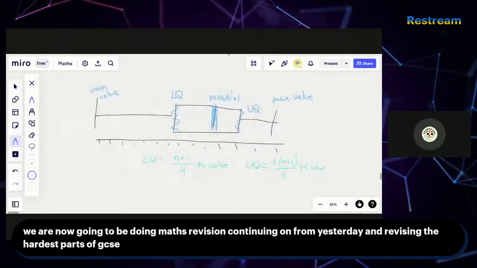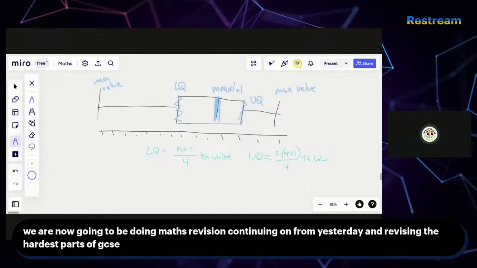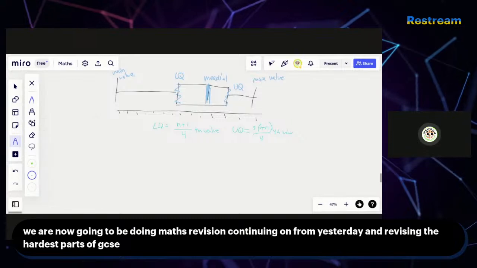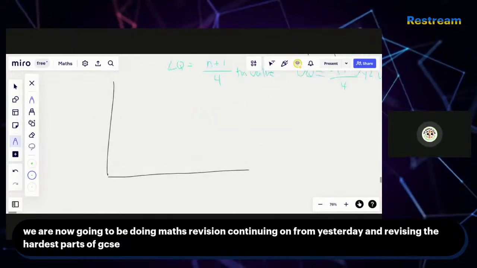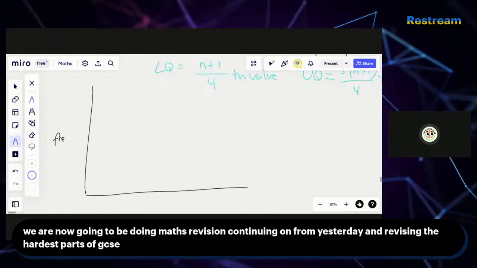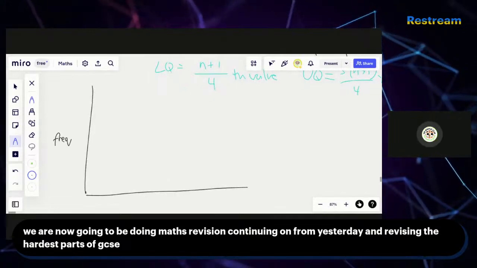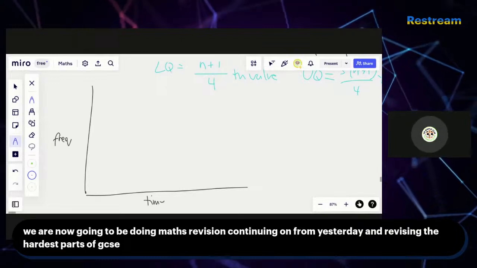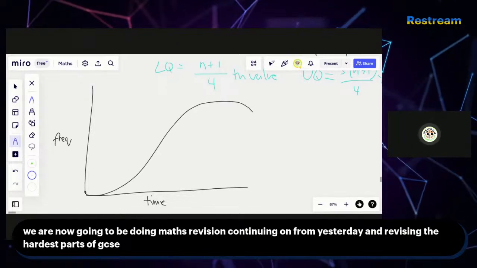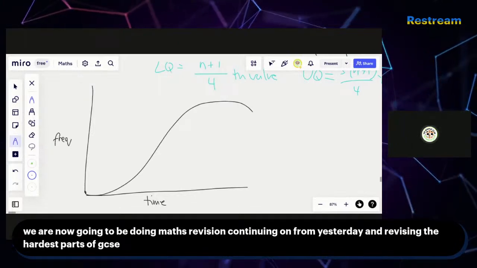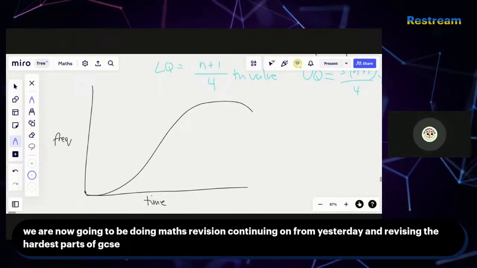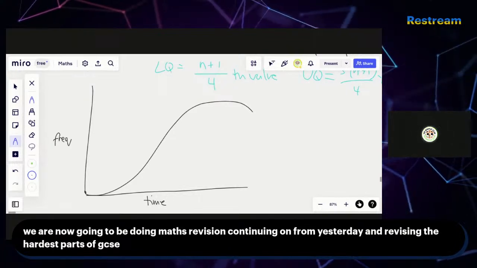Now, when we have a cumulative frequency diagram, so a graph, a lot of people go wrong here, and I have seen this come up in the GCSE many, many times. The cumulative frequency graph looks like this. You're going to have the frequency on the left-hand side, and the variable, for example time, on this side, and it will look like this. So what you have here is a smooth curve. Always draw a smooth curve when you're drawing a cumulative frequency graph.